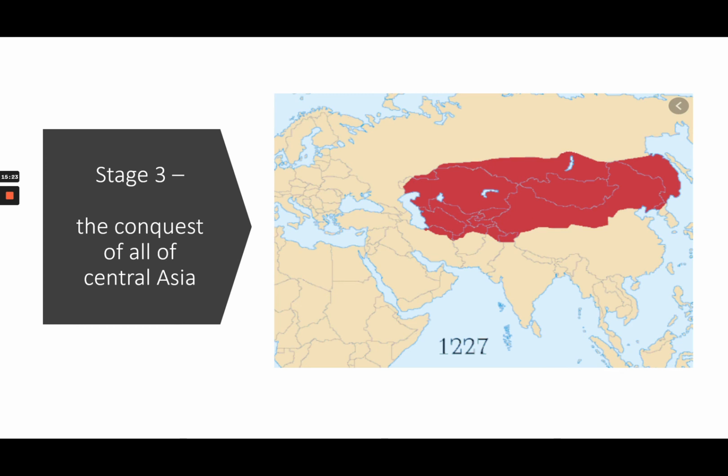And by the time of his death, in 1227, he had completed stage 3 of his conquest, the conquest of all of Central Asia. When Genghis Khan died in 1227 at the age of 65, the territories under his control can be seen shaded red here. It's an amazing, huge amount of territory controlled by one single tribe from a mountain in the remote steppes of Mongolia.